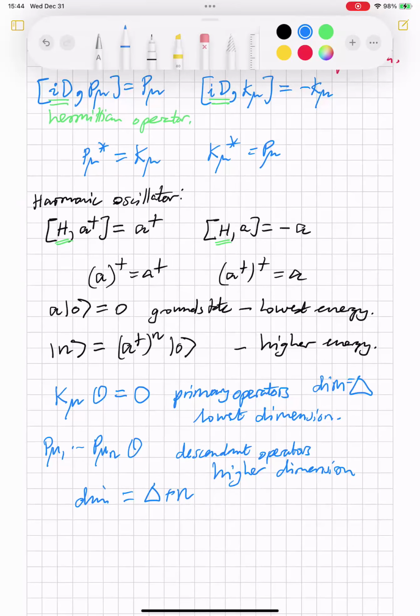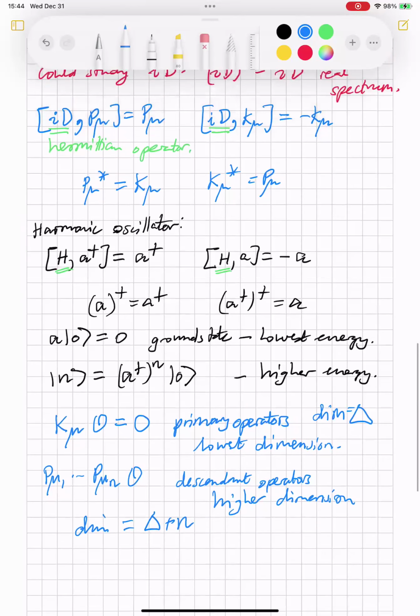Now, this structure that we found relied crucially on being on the plane and on doing radial quantization, because it's only in radial quantization that P mu dagger is equal to K mu. And we needed that to make the analogy between A and A dagger of the harmonic oscillator.